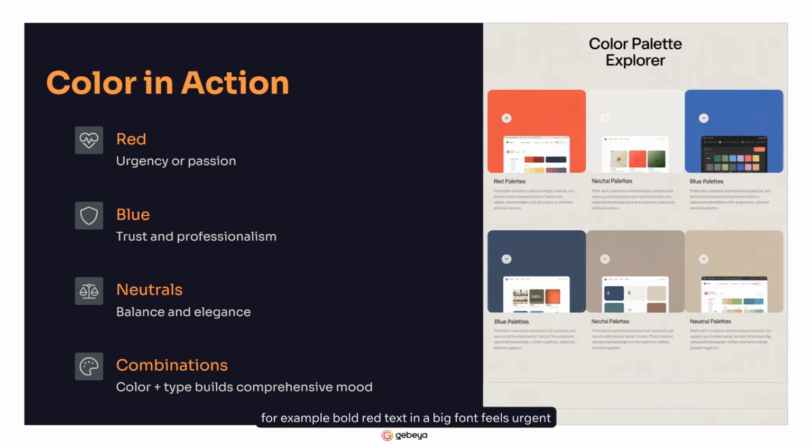For example, bold red text in a big font feels urgent. Soft blue text in a serif font feels calm and reliable. Choose colors with intention, because people feel them before they even think about them.